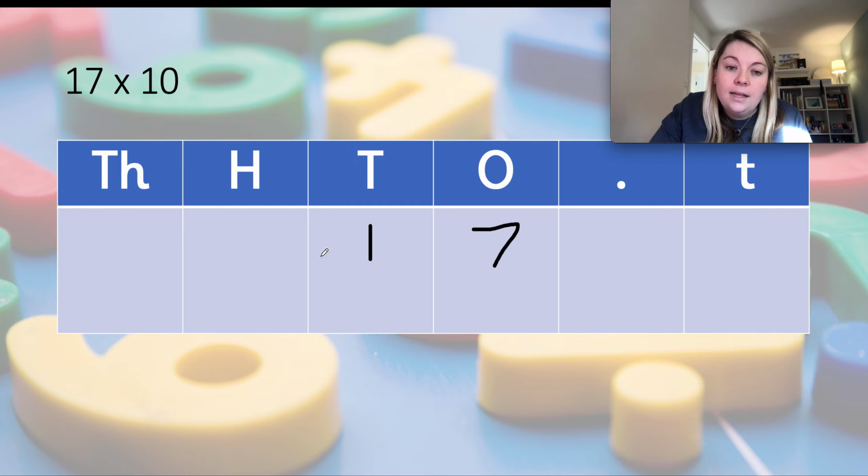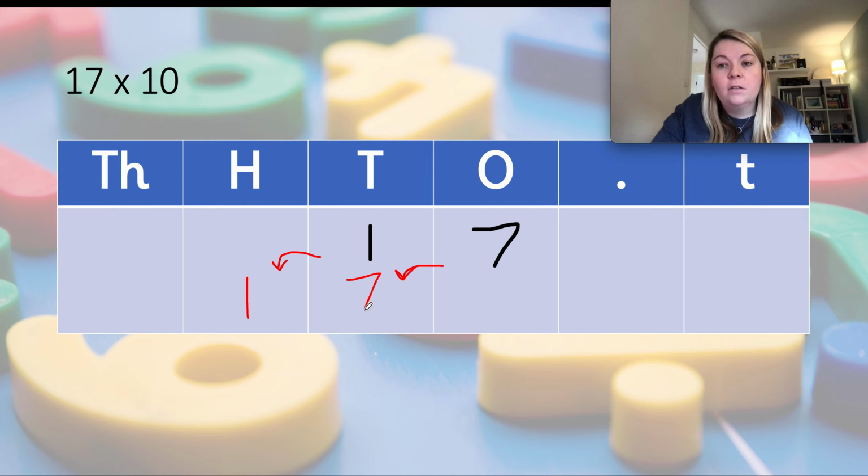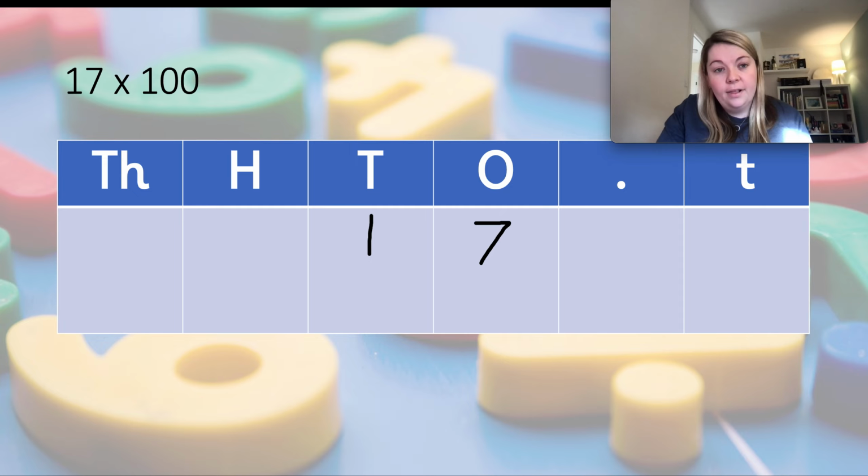So that means this 1 from my tens column moves to my hundreds. So it becomes 100. My 7 in my ones column moves to my tens. So it becomes 70. And a 0 goes in the empty space. So 17 multiplied by 10 equals 170. Okay, let's have a look at the next question. Now, this time it's 17 multiplied by 100.